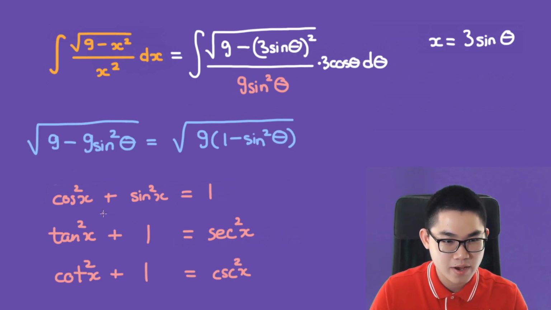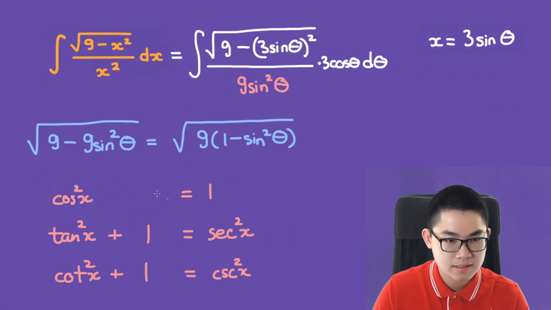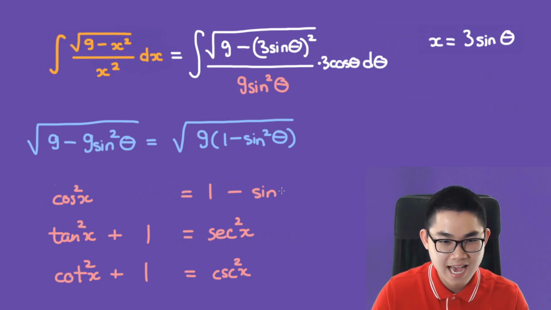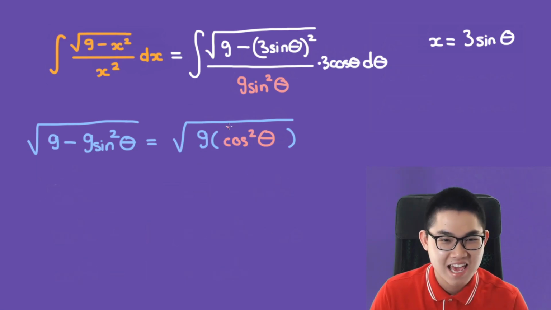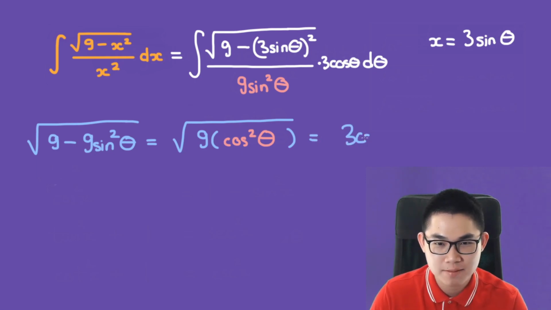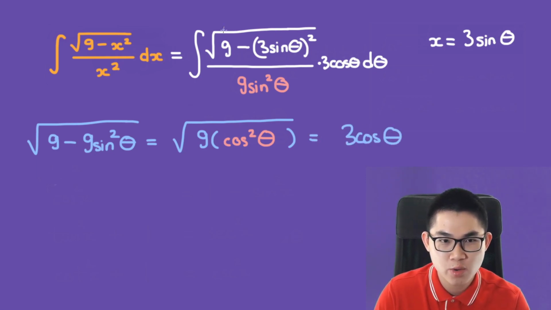Now let's take a look at this one. If you subtract sine x squared on both sides, you will get cosine of x squared is equal to 1 minus sine of x squared. So we need to replace this part with cosine of theta squared. And notice that we are using theta instead of x because we have been using theta all along. And what is the square root of 9 times cosine to the power of 2? Well, that one is easy. That's going to be 3 times cosine. So let's replace the numerator with this one.